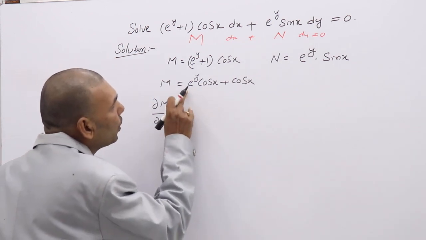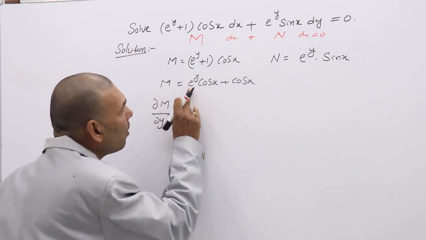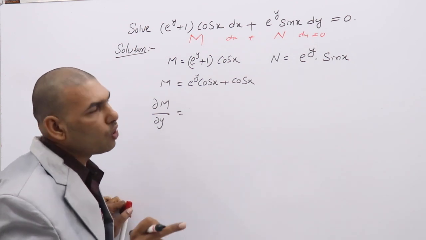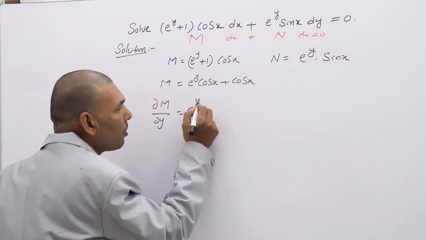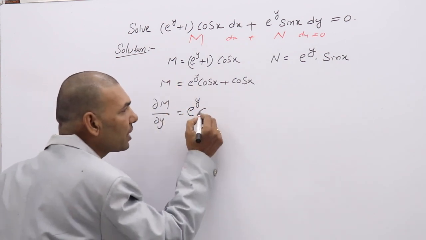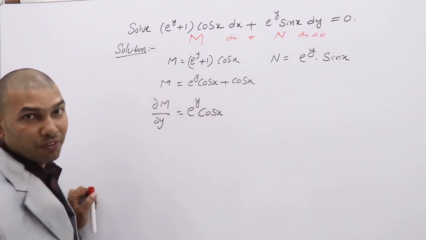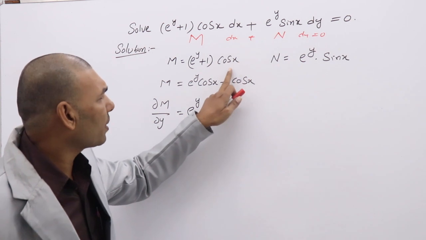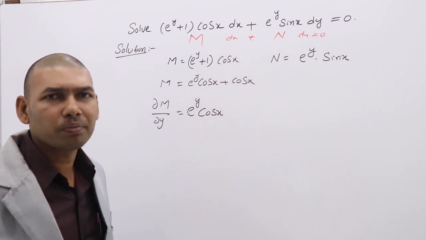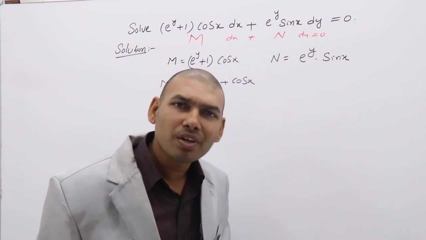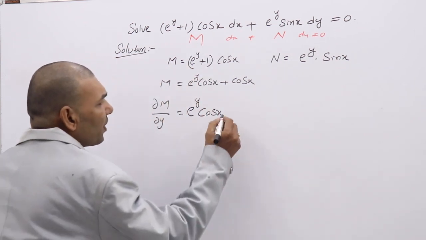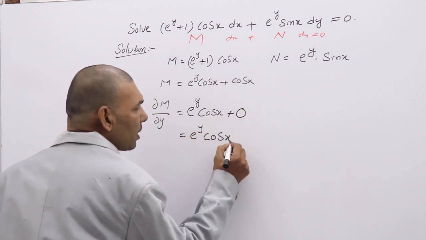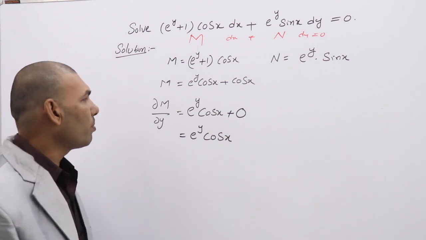So see here, do you have a y term here? Yes, we have a y term, that is e power y. Differentiation of e power x is e power x, so differentiation of e power y is e power y. Don't differentiate cos x, simply keep that one as constant and write like this, since it is in product. This is the second term. In this term, do you have y? No, you don't have a y term. Then keep that one as constant. What is differentiation of constant? Differentiation of constant is 0. So what is left over? e power y cos x. So this is dou M by dou y.